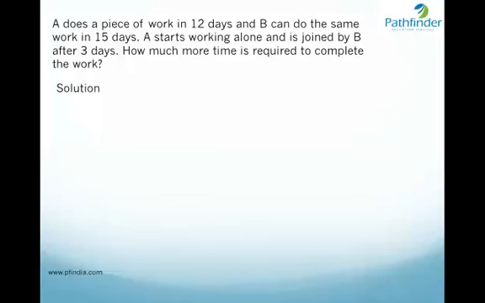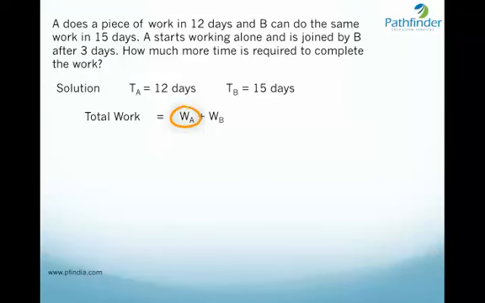A can do a piece of work in 12 days and B can do the same work in 15 days. A starts working alone and is joined by B after 3 days. How much more time is required to complete the work? So, time required by A is 12 days and time required by B is 15 days. The rate of A is 1 by 12 and rate of B is 1 by 15. The total work is equal to the work done by A plus work done by B. This is not known to us, so we assume that to be equal to 1.